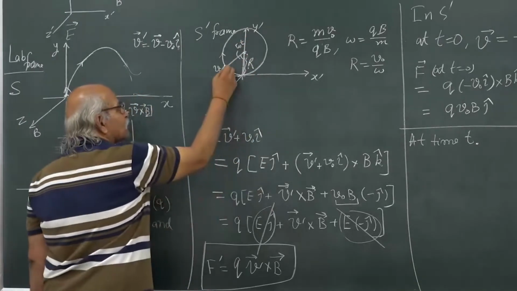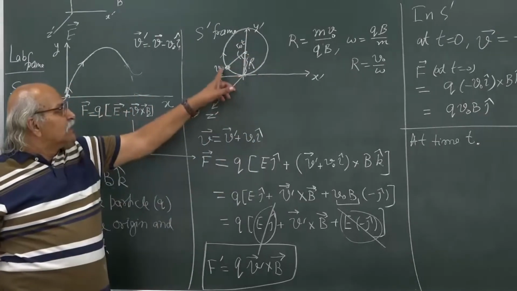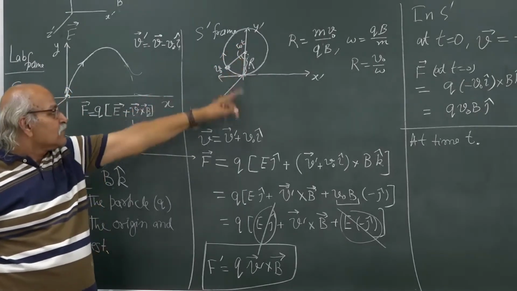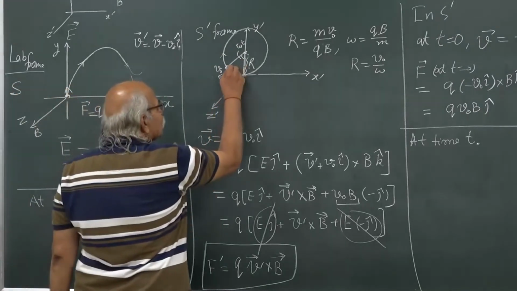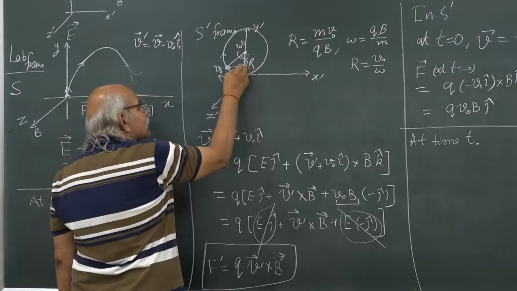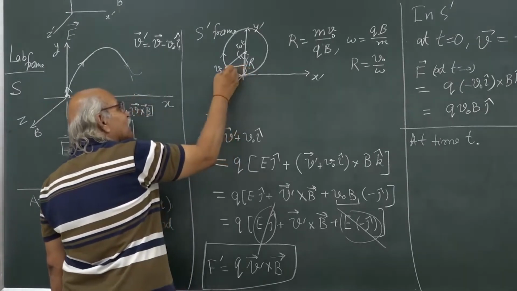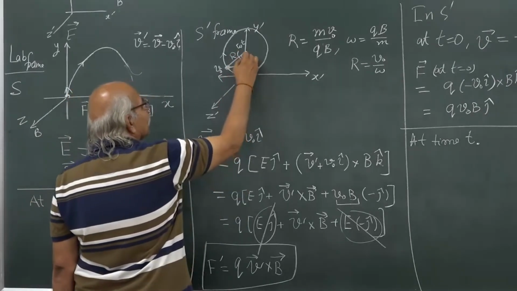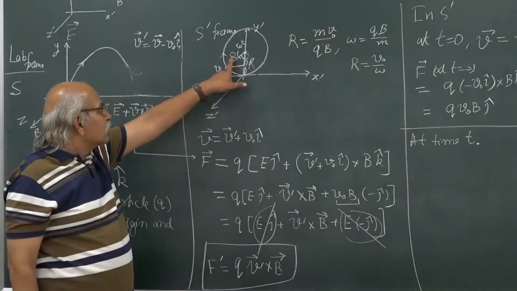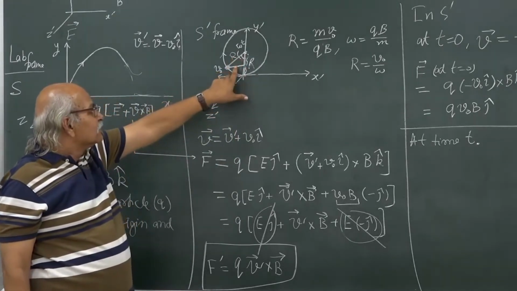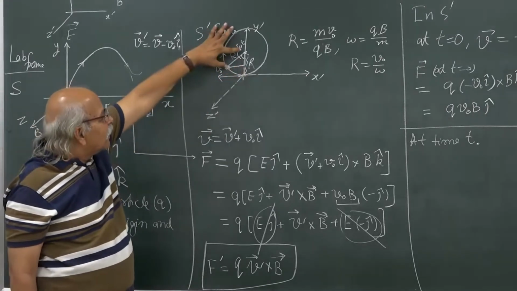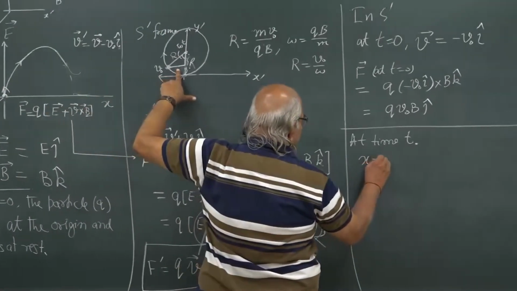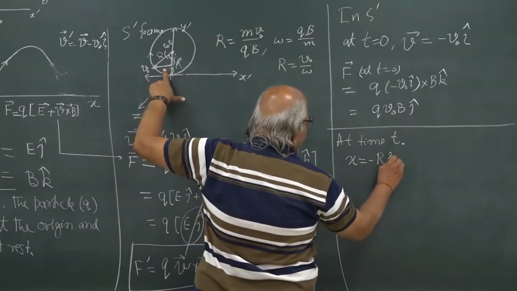At time t, the particle will be here. It has turned through this omega t. Omega is the angular velocity, remember. So what is the x coordinate at time t? This is the x coordinate. And how much is this? This is radius capital R, and this is angle omega t. So this length is R sine omega t. So x is equal to minus R sine omega t.